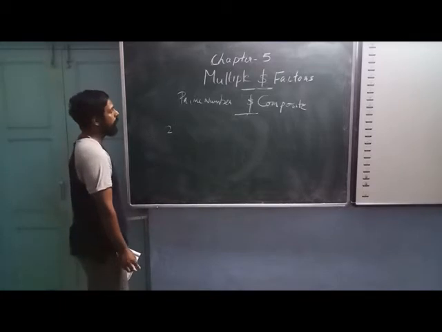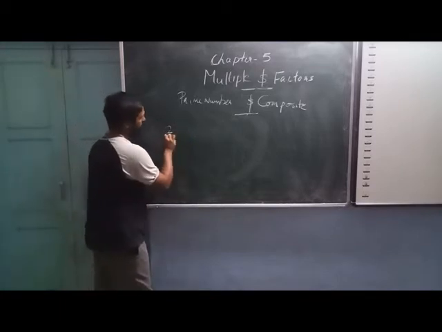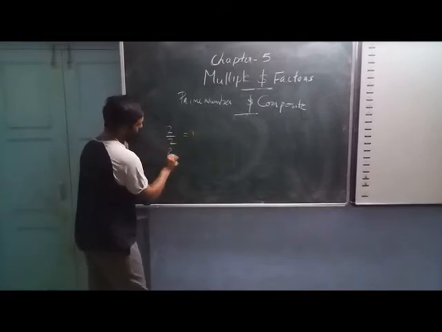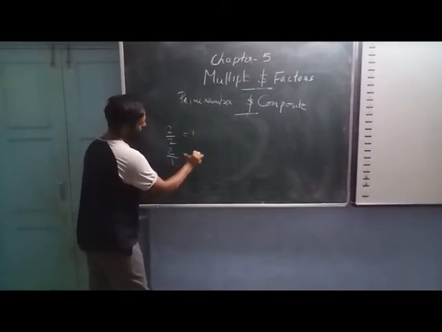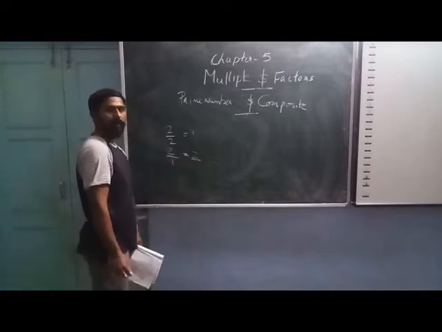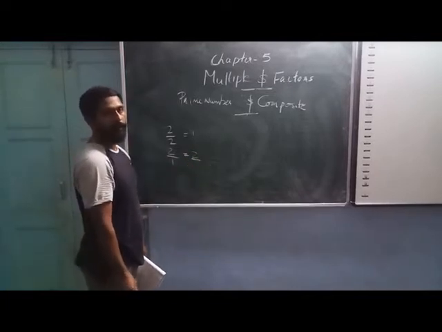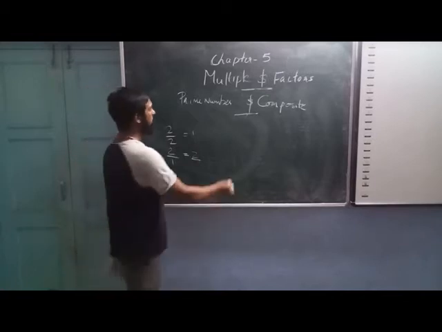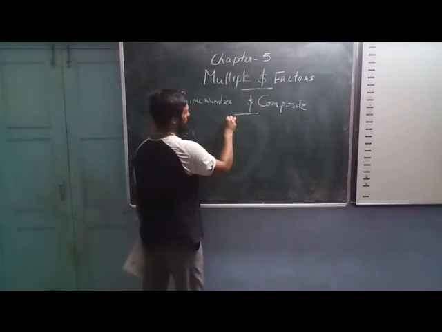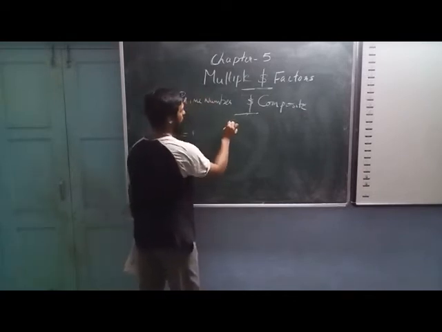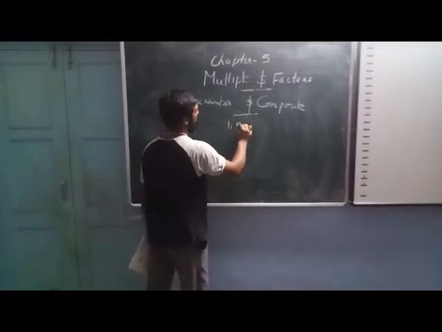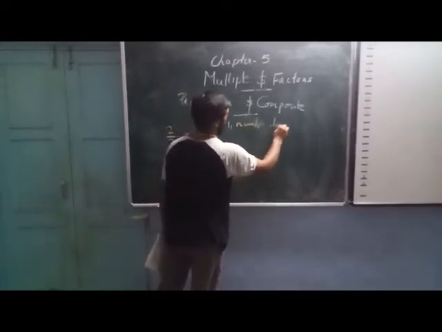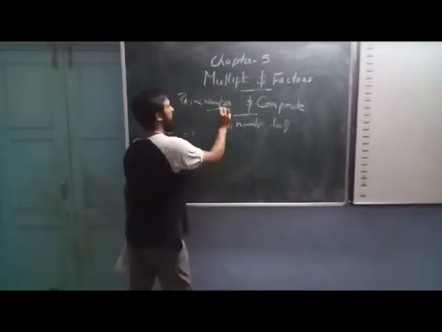So how do we define that? 2 is a number that is only divisible by 2 and by 1. So you see, any number that is divisible by itself and by only 1, so only 2 numbers are the divisors. So what are they? 1 and the number itself. Such a number is called a prime number.